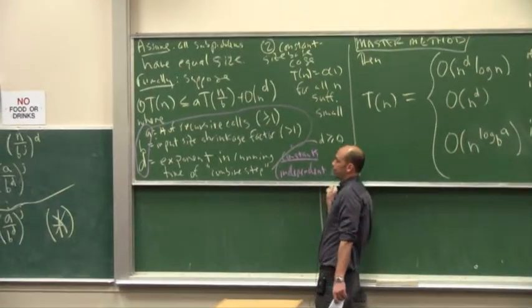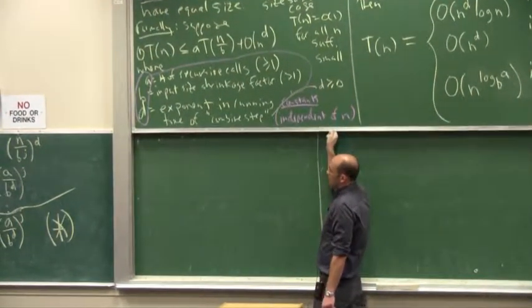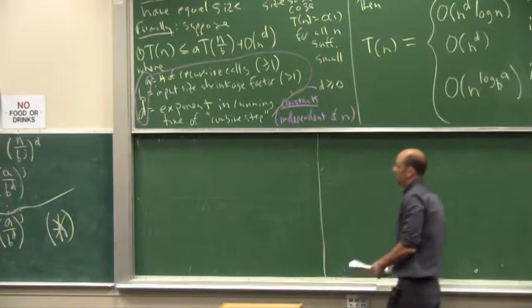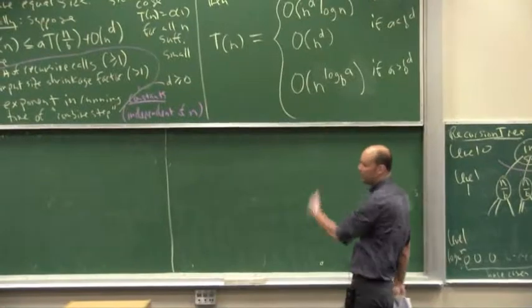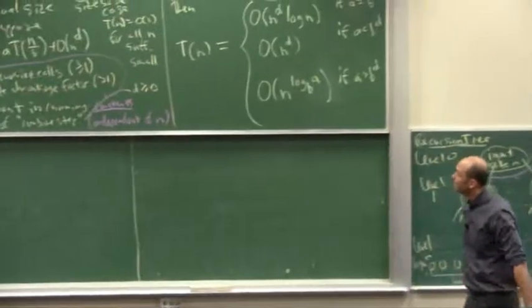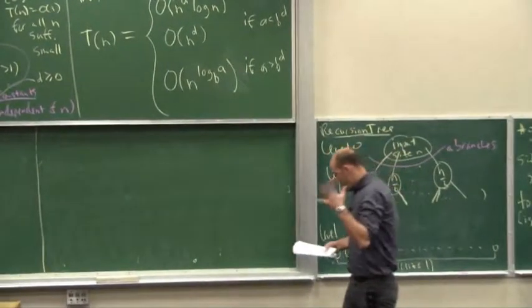But it's a fair question. So that's what it is. Because at the end, that C is just going to get sucked back into our big O's in the master method. Okay. All right.